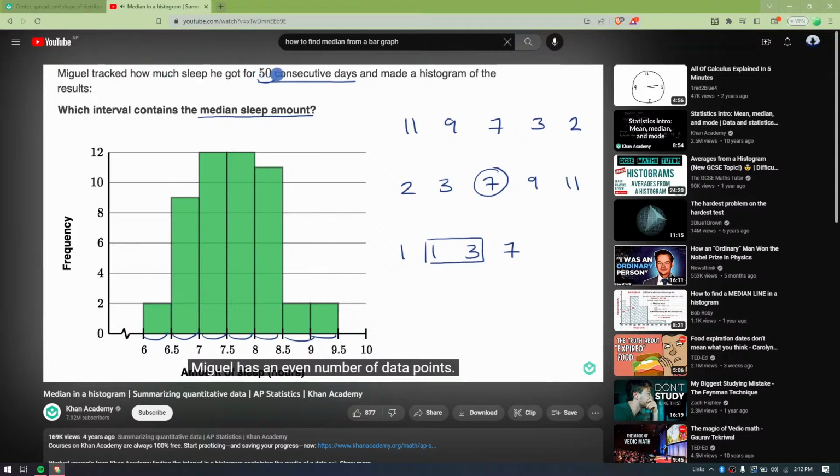So in this situation, Miguel has an even number of data points. So the median would be the mean of the 25th and 26th data point. These would be the middle 2 data points. So which interval here contains the 25th and the 26th data point?